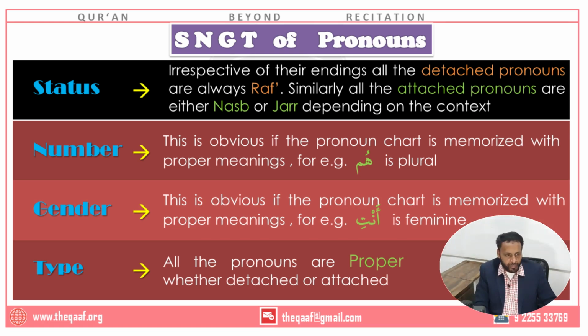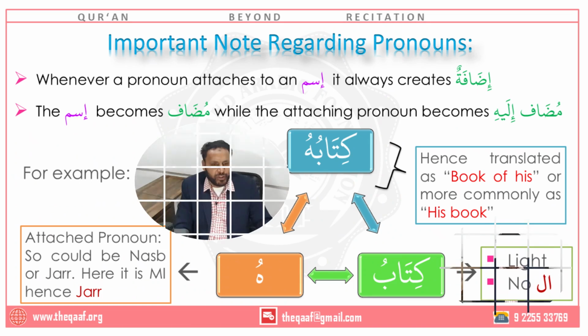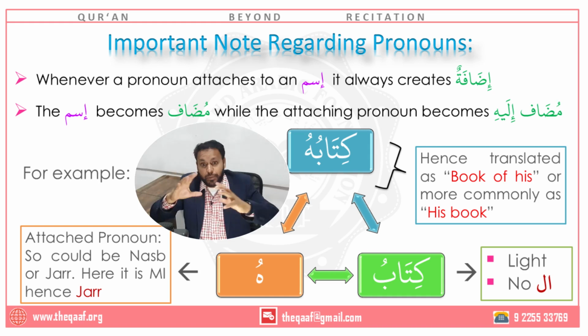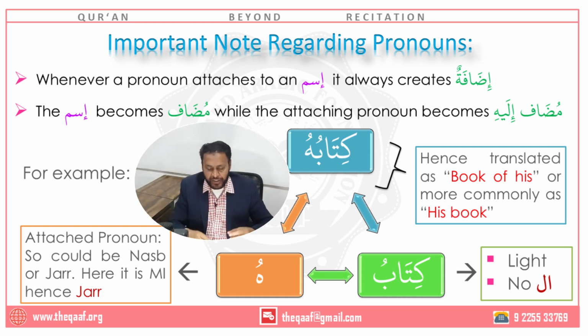Okay. Good. Important note regarding pronouns. Okay, what's the important note? Tell me. So this is the important rule you should remember: every time a pronoun attaches to an ism. A pronoun can attach to multiple different entities. We'll see all the combinations to whom the pronoun attaches day after tomorrow. So this is one of the cases.